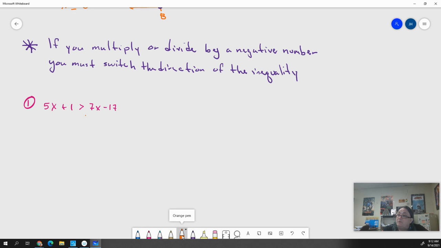So I always will move my variable that I'm trying to solve for to the left. And I'm going to do that by subtracting 7x from each side of the equation, or the inequation, the expression. I don't know what to say. It's not an equation. And here I'm going to get negative 2x plus 1 is greater than negative 17. I didn't switch anything because I subtracted an x. I didn't multiply or divide by it. Is that a plus? Yes, it is. It's negative 2x plus 1 is greater than negative 17.